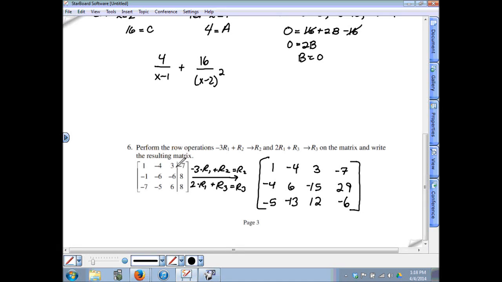This line right here, some textbooks in an augmented matrix put a line right here just to show where the equal sign would be. Since these are coefficients of variables, this is where the equal sign would be, and these are the numbers after the equal sign. So that line in the middle really doesn't mean much.